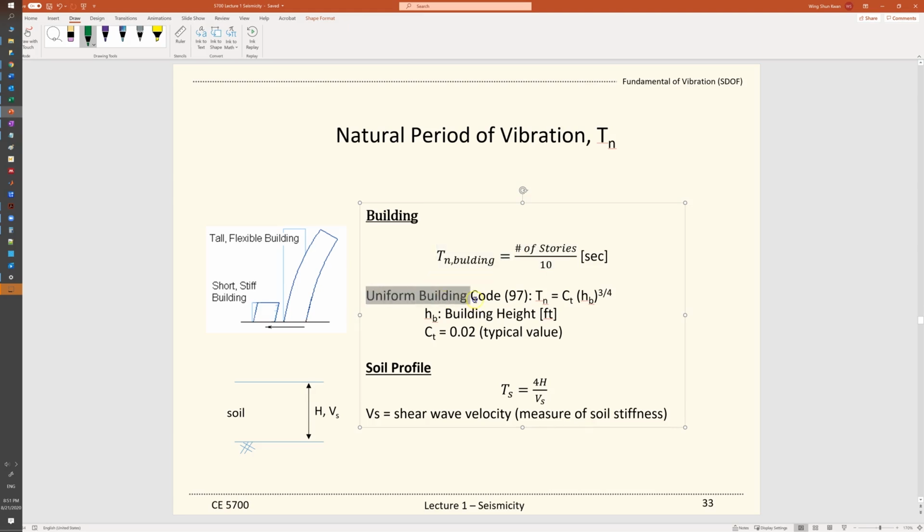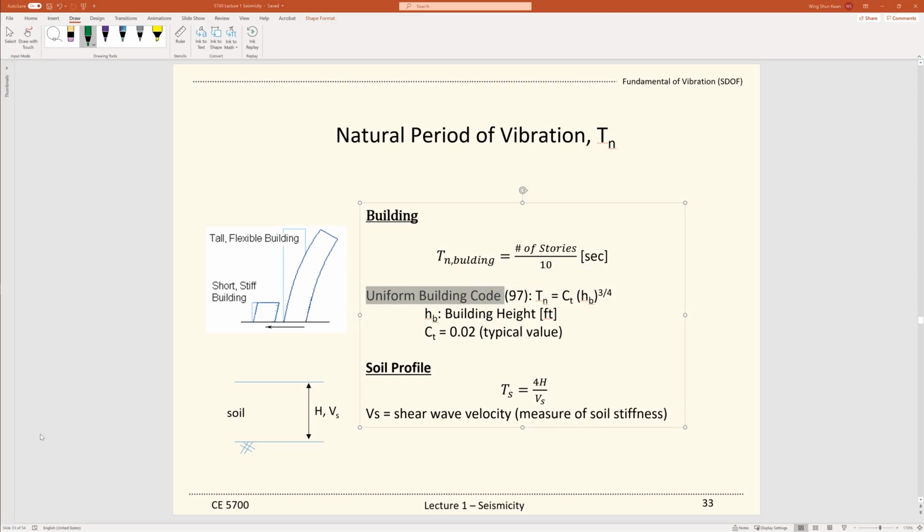And the Uniform Building Code, the IBC, has a little bit more dedicated effort on trying to find out this lateral period for buildings, which equals a constant times the building height. So that's another way to estimate the lateral period of a building. If you want very accurate results, you need advanced numerical analysis.